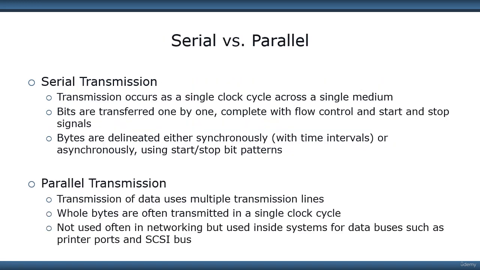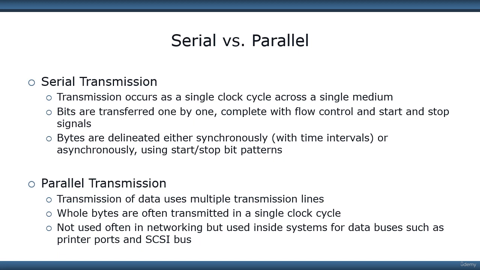Let's do a quick comparison here between serial and parallel transmission. This is probably not testable, but just a little bit more historical. But the vast majority of network communications are going to be serial, where transmission occurs as a single clock cycle across a single medium. The bits are transferred one by one, with flow control as well as start and stop signals so that the systems know kind of where they're at in the particular communication. Your bytes, or 8 bits, are delineated either synchronously with time intervals or asynchronously using a start-stop bit pattern. So WAN connections, Ethernet connections, all your network connections typically are using serial transmission.